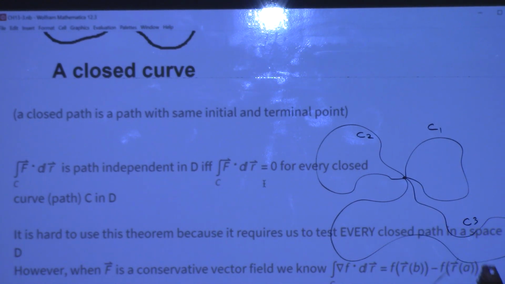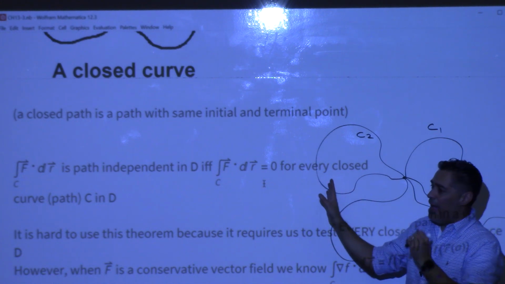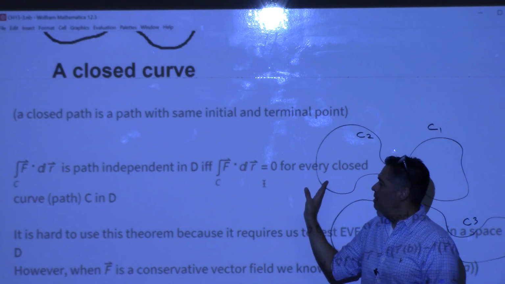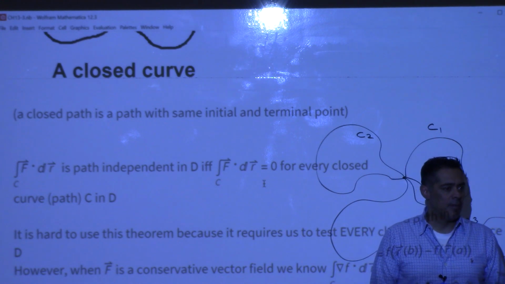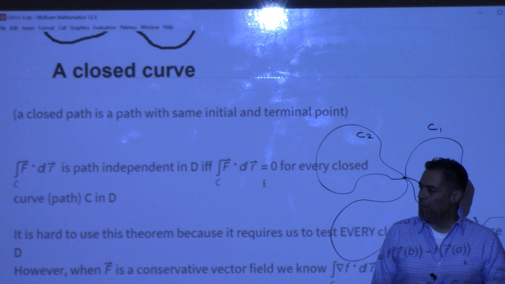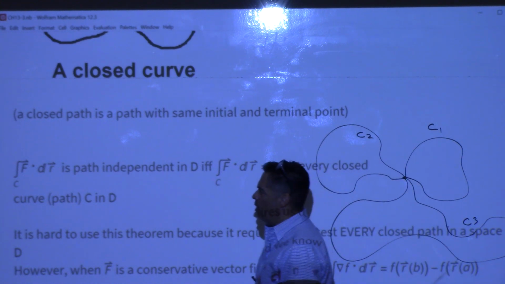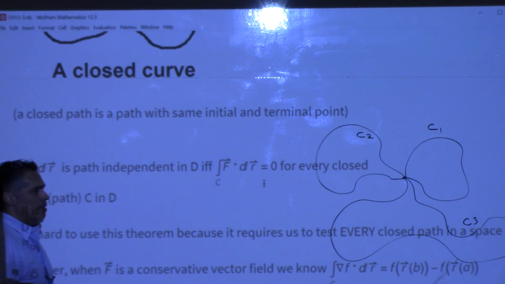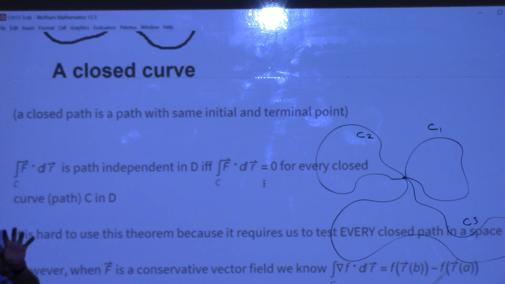Okay, that's C3. What if I tell you for every curve you ever pick, you always get 0 as an answer? Well, that would mean that that field must be what? If you're always getting 0, it's like you're taking the value at the two endpoints and subtracting, and they're the same value, right? So you're getting 0 every time. And that would mean that your field is conservative, which means that you're path independent, which means that no matter what path you take, you're always going to get 0, as long as it's closed.